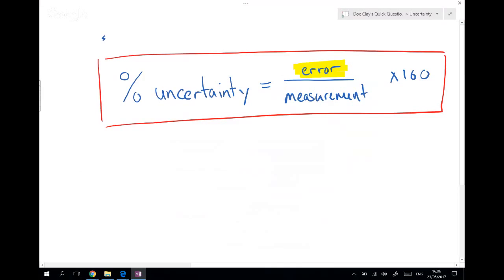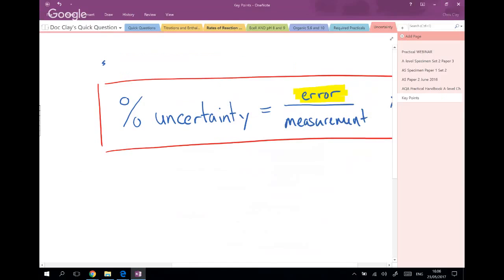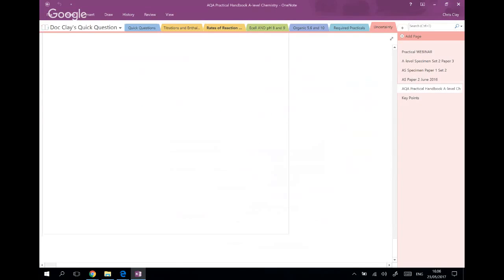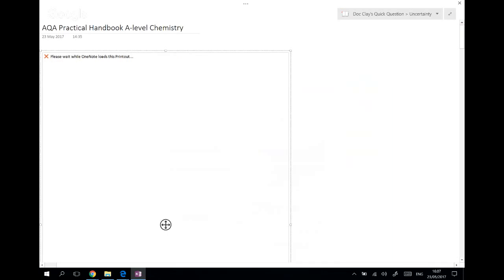In order to do this, I'm just going to show you a couple of key documents. The first is available. I put it on there for you to see, and it is called, simply, the AQA Practical Handbook A-Level Chemistry.